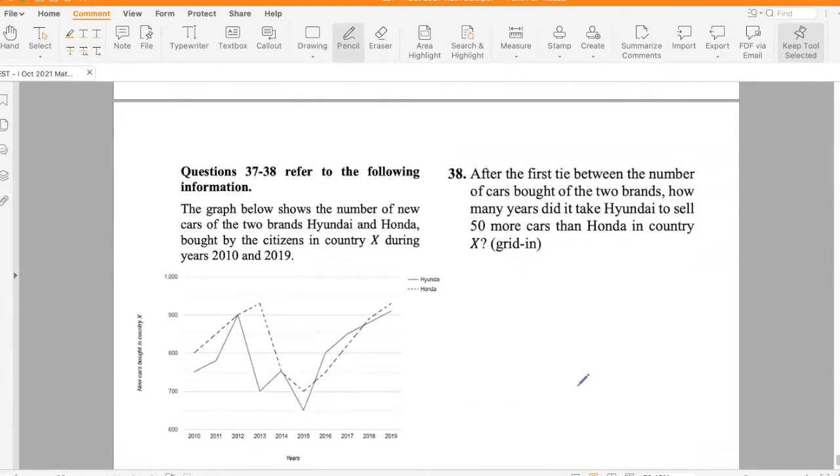After the first tie between the number of cars bought of the two brands, how many years did it take Hyundai to sell 50 more cars than Honda in country X? Okay, so first tie was here. Hyundai to sell 50 more than Honda. Okay. So Hyundai is still lower. Yeah, this point, right? Hyundai is 800 and Honda is about 750. Yeah. So from 2012 to 2016. So how many years? 4.